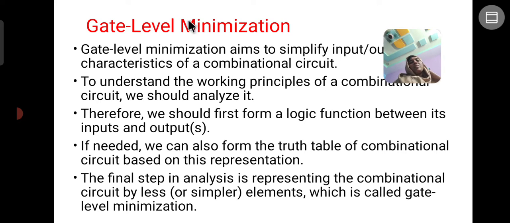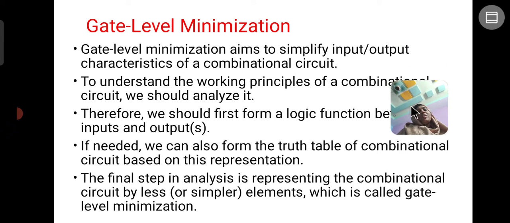So next is gate level minimization. We use gate level minimization with K-maps. Gate level minimization aims to simplify input or output characteristics of a combinational circuit. So to simplify any Boolean expression, the second method is gate level minimization. The first method is Boolean algebra. The second method is gate level minimization.